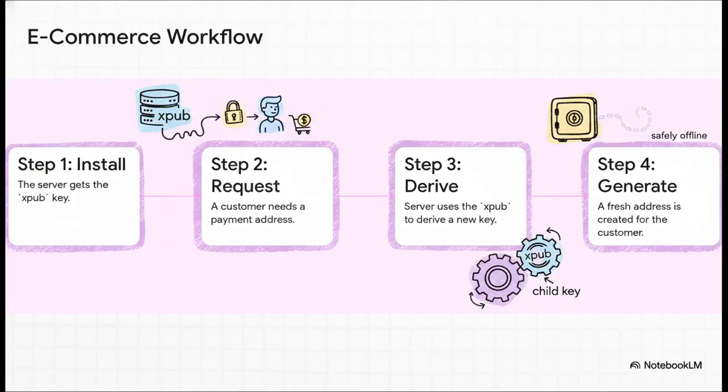As the owner, you take your xpub, just the public one, remember, and you install it on your server. That's it, setup is done. Now, a customer gets to the checkout. Your server uses that xpub to instantly create a new public key and boom, a fresh, unique address just for that customer. And the whole time your master private key, your xprv, is sitting safely offline, totally untouched.